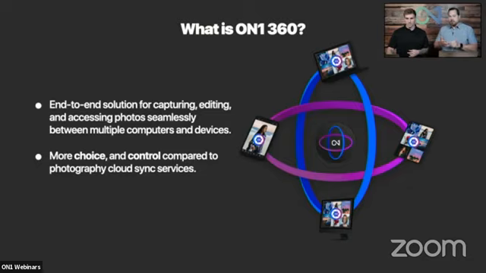The second big thing about choice is that you get to organize it the way you want to organize it. So rather than having it all go into one big pool and having to use search to find your photos, however you organize it already is the same way that you'll explore your photos in ON1 360. So if you're like me, and you keep your photos on an external hard drive attached to one computer and you organize everything in folders, that's great.